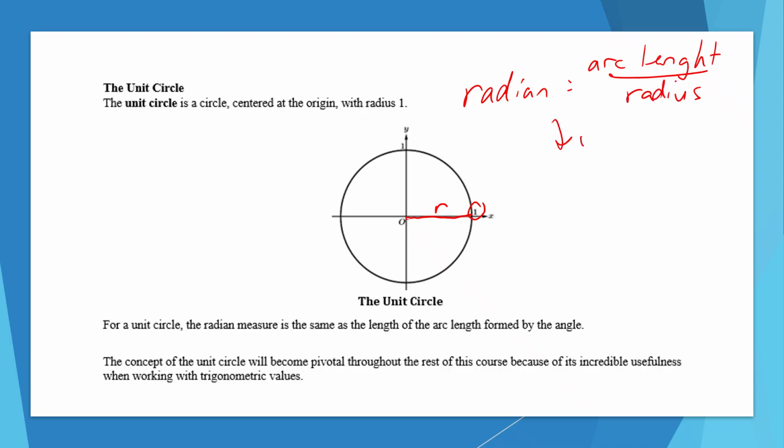But with the unit circle, the radian measure is going to be the arc length over the radius, which is 1, which is just your arc length. So your arc length here is going to be your radian angle measure when the radius is 1. And this is going to be super useful to help us find sine and cosine and different trig values.